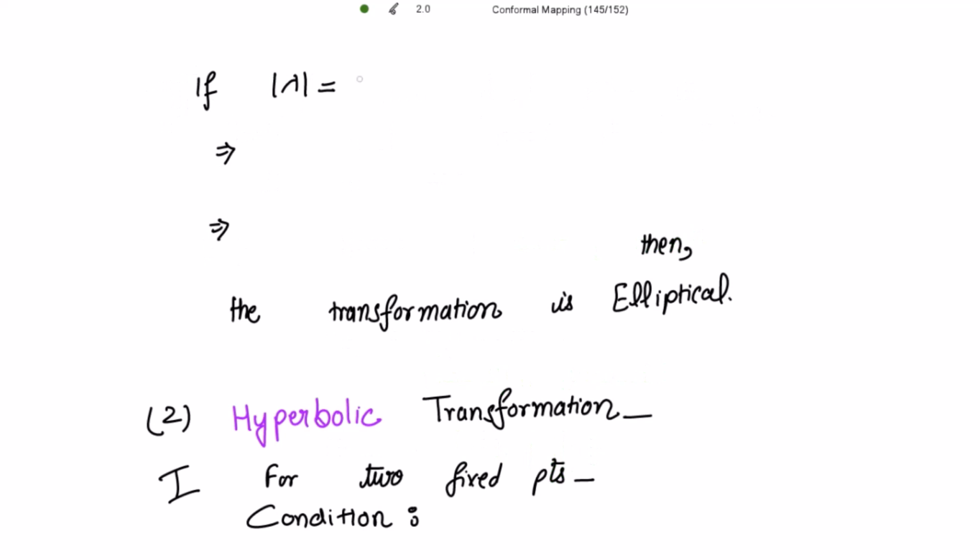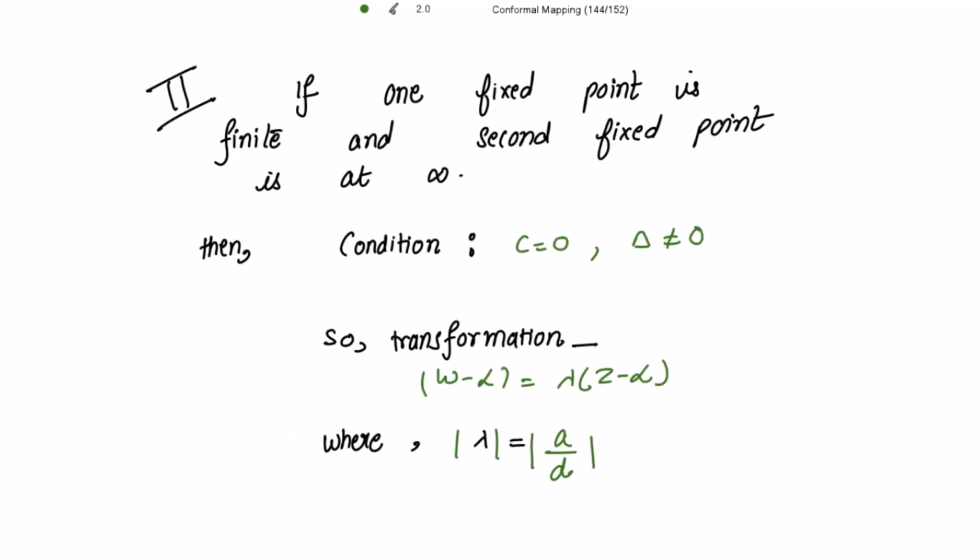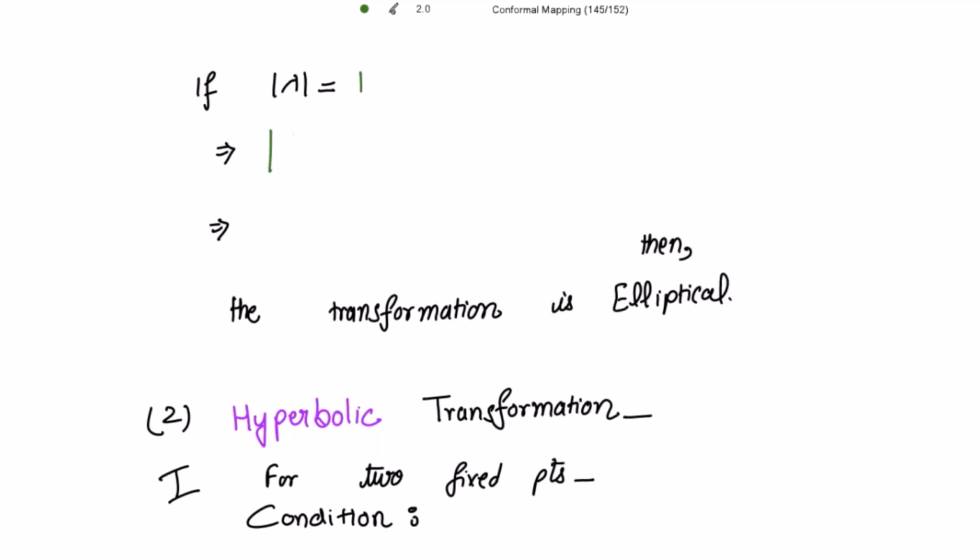So for mod lambda equal to 1 implies mod of a over d equal to 1. That is, mod of a over mod of d equal to 1, which implies mod a is equal to mod d. Then the transformation is elliptical, right? So this is all about elliptical transformation.